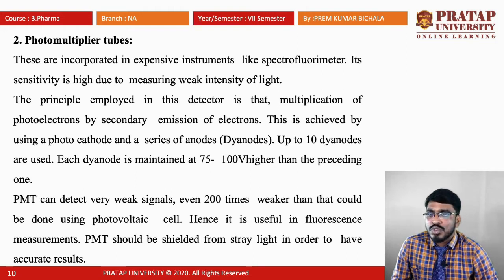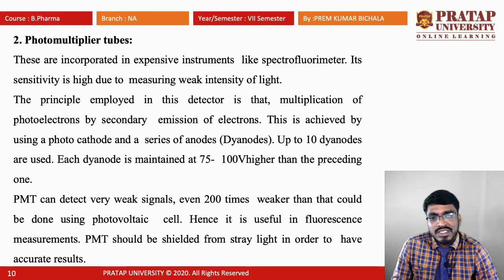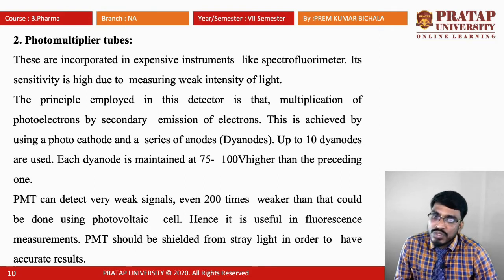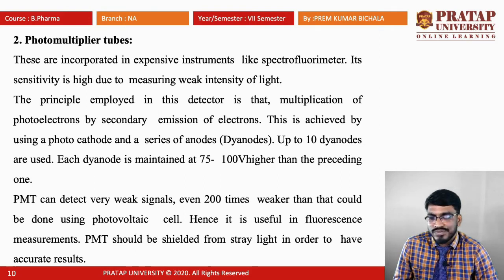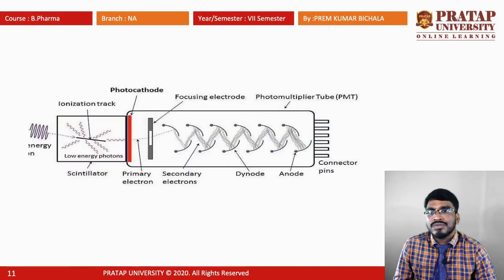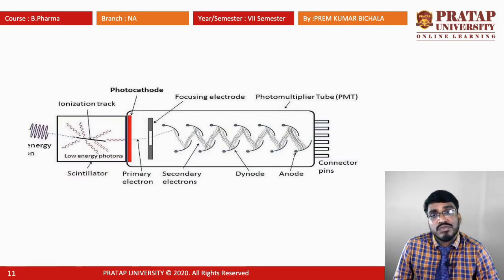Generally, photomultiplier tubes can detect very weak signals compared to the barrier layer cells, even 200 times weaker than what could be done using a photovoltaic cell. Hence, it is useful in fluorescence measurement. The PMT should be shielded from stray light in order to have an accurate result. So this is the construction of the photomultiplier tube.